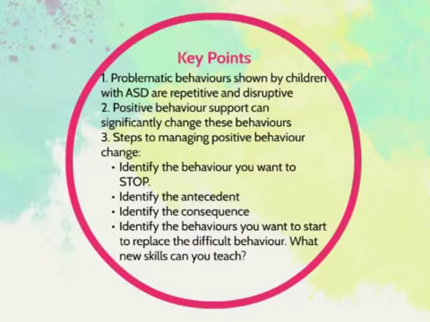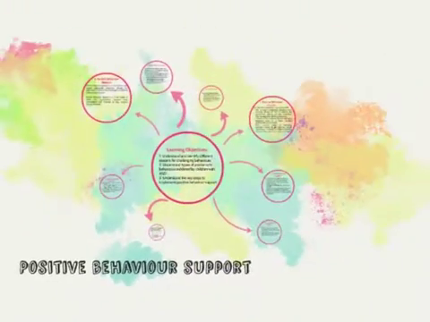Key points from positive behaviour support include problematic behaviours shown by children with ASD are repetitive and disruptive. Positive behaviour support can significantly change these behaviours. Steps to managing positive behaviour change include identify the behaviour you want to stop, identify the antecedent, identify the consequence, and identify the behaviours you want to start to replace the difficult behaviour. What new skills can you teach the child? Positive behaviour support.